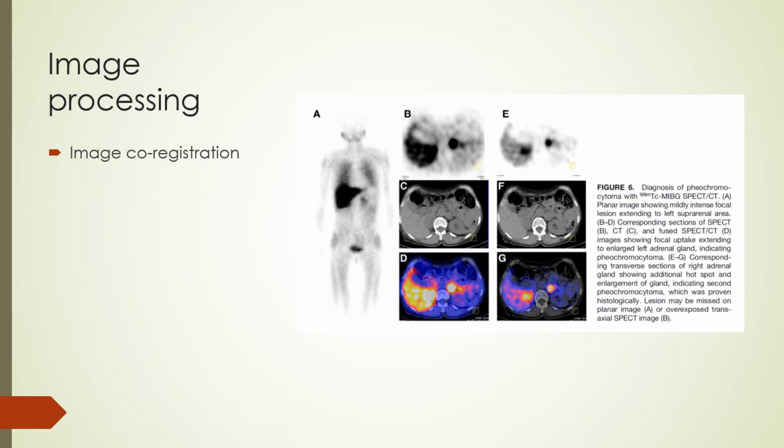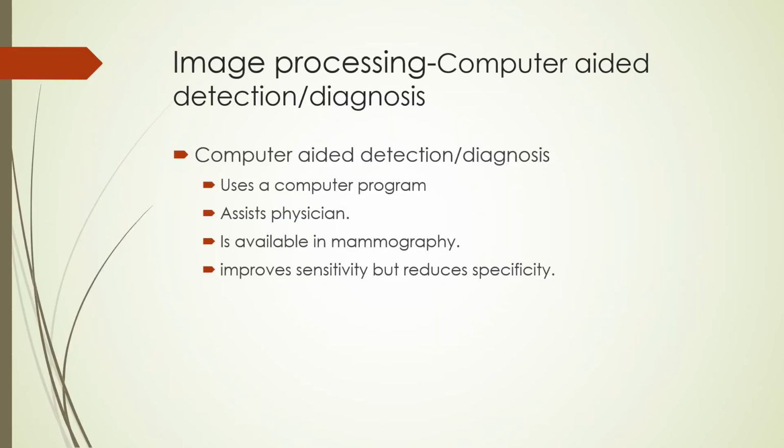Images acquired on two separate modality systems can be co-registered to allow for simultaneous viewing. For example, PET and CT or SPECT and CT images can be co-registered to allow anatomy and function to be assessed. Another aspect of image processing is the use of computer-aided detection. Computer-aided detection uses a computer program to detect features likely to be of clinical significance. It can assist physicians by calling attention to structures that could be overlooked.